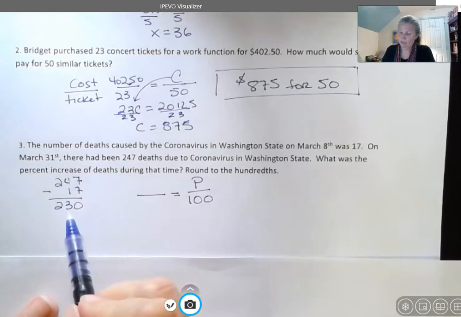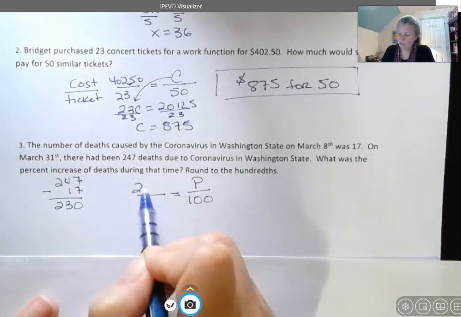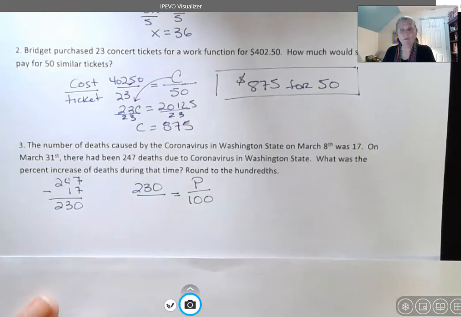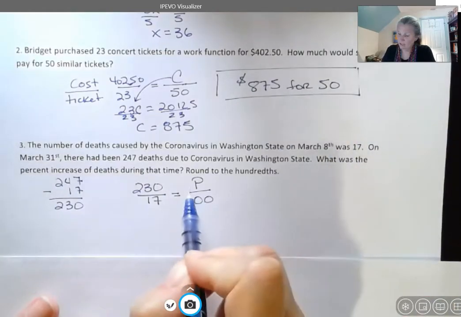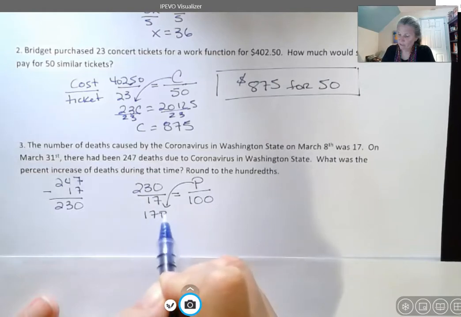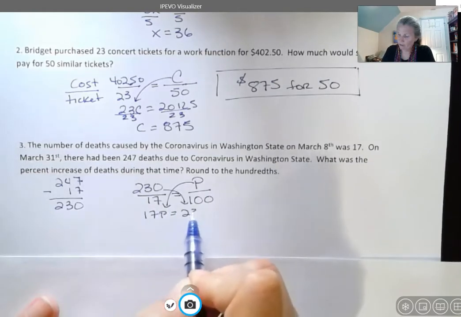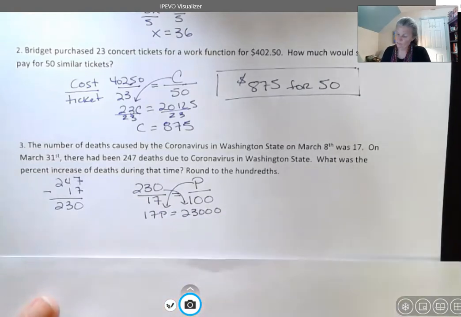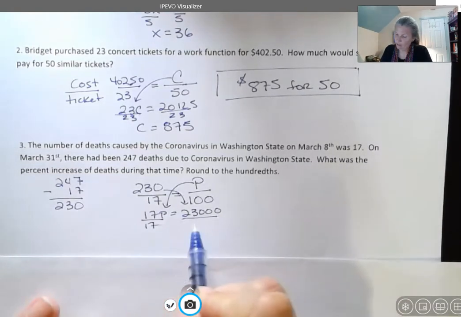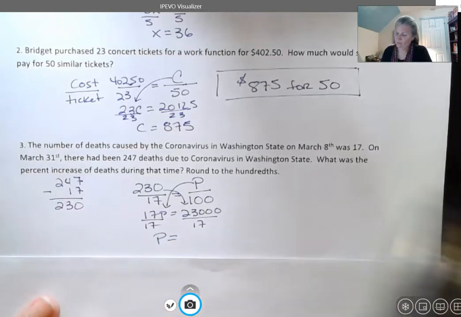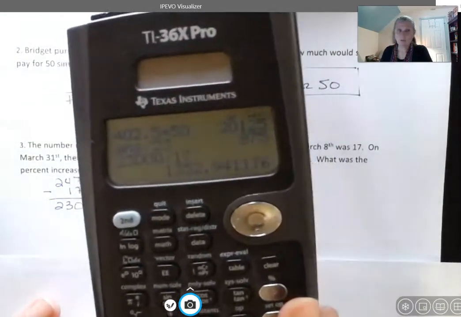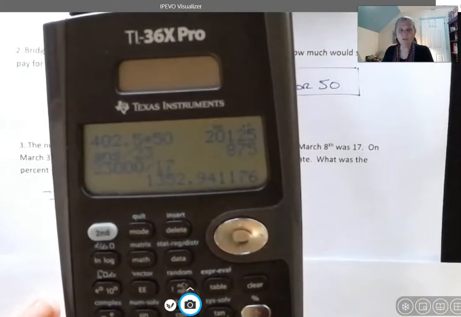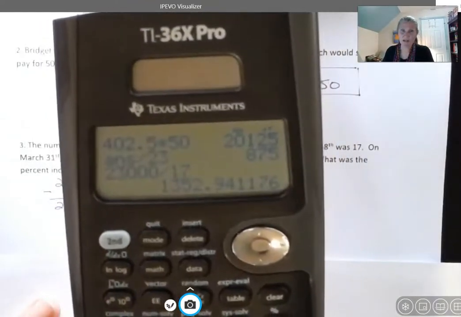And then I want to say the change, the 230, that's going to be the top number. And then be careful about what you put down for the base, because the base is the original total. So our original total death count was 17. And so now if I cross multiply, I get 17p, and if I cross multiply here, I get 23,000. And if I divide both sides by 17, I get, wow, I get 1,352. Round to the hundreds, 0.94.